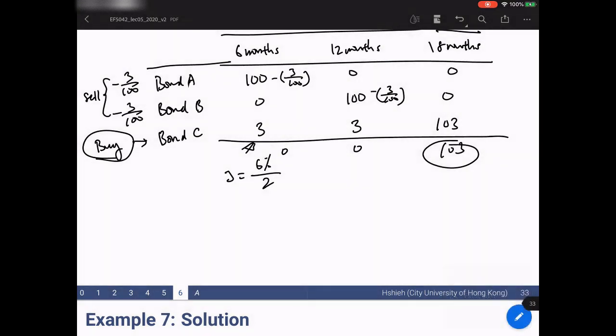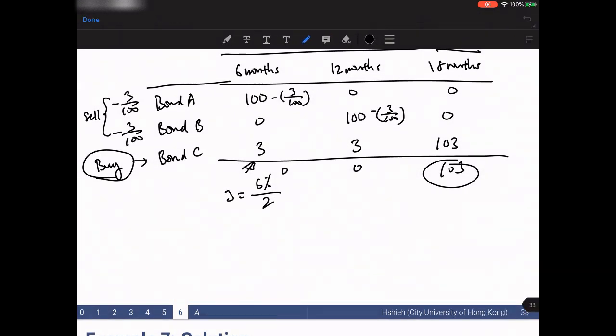So let me write out the portfolio. We're going to buy bond C, and our portfolio cost actually looks like the following. We're going to have bond C minus 3 out of 100 times bond A plus bond B. So if you have the price of bond A, bond B, and bond C, you just plug those in and you should get the price of the synthetic zero coupon bond or the portfolio of bonds written here. Okay?